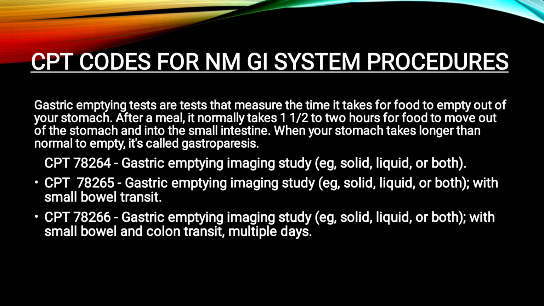Our next CPT is CPT 78266. Whenever, along with the small bowel transit time, colon transit time is also documented in the report, meaning all three, that is gastric emptying time, small bowel transit time, and colon transit time, are mentioned in the report, in such conditions we are coding CPT 78266. Colon transit time is the time taken by the food to move across the colon through the rectum.